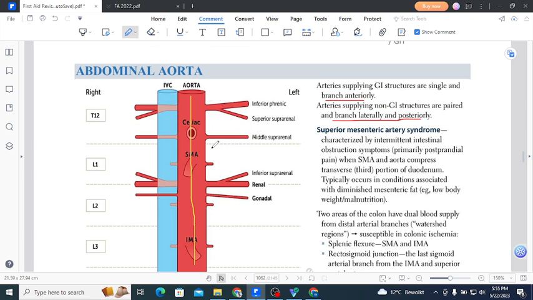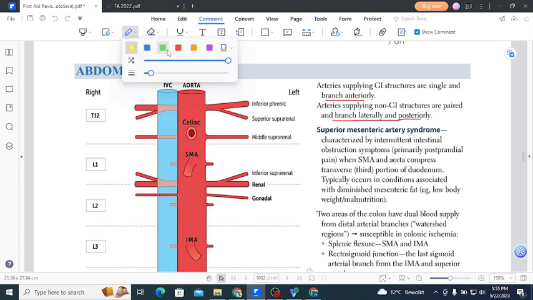All the arteries which are originating from the abdominal aorta and supplying the GI structures are unpaired arteries. The arteries that are supplying non-GI structures, like kidneys or maybe other stuff like that present in the abdomen, are originating laterally and they are also paired. We'll see that later on, but this is the basic scheme that you must remember.